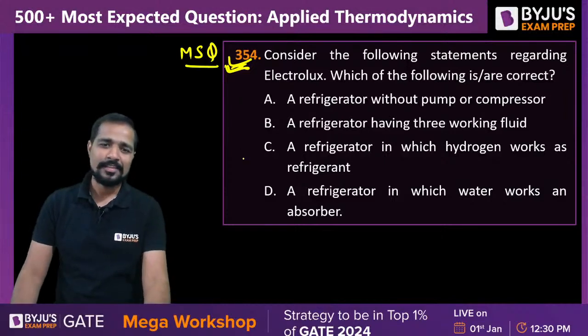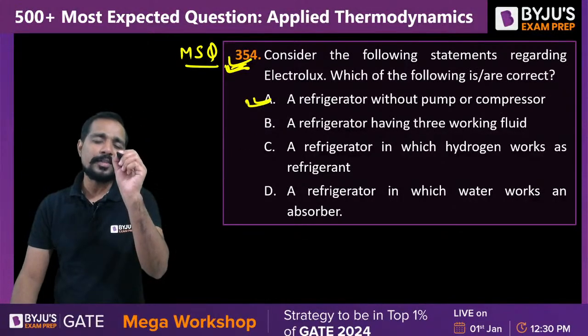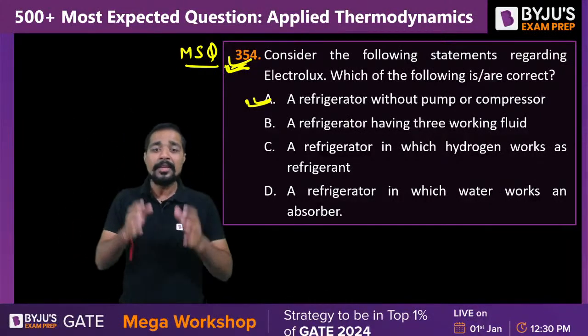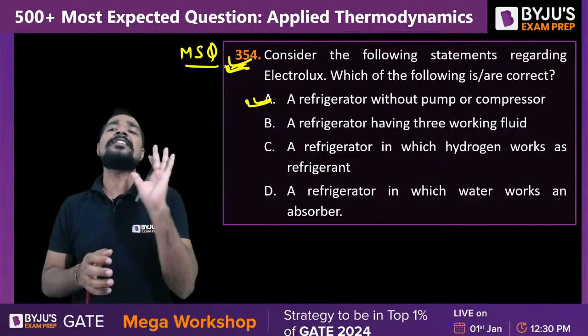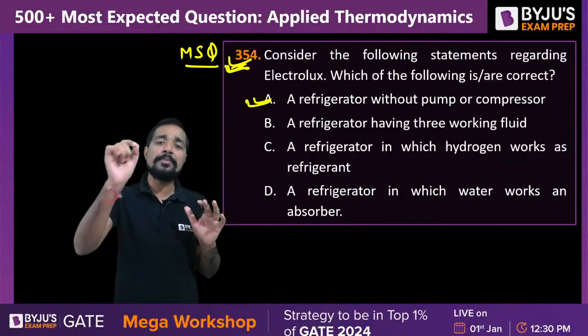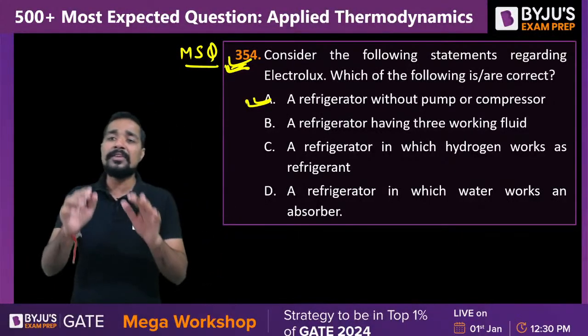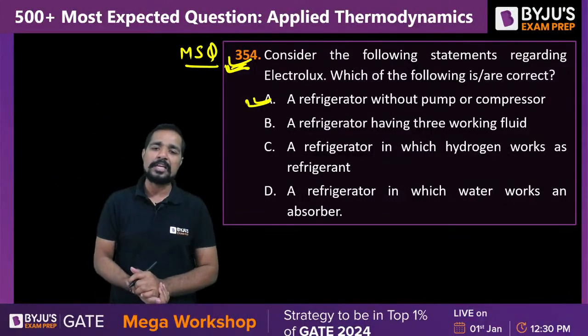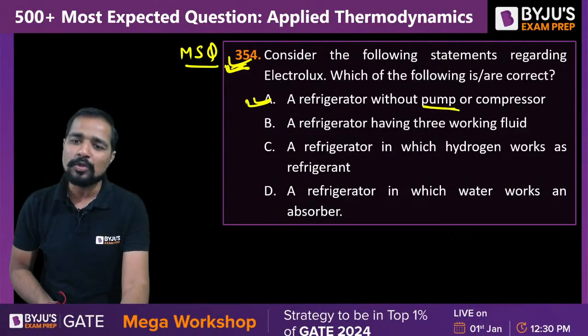Yes, sir. This is the example of the VAR system, vapor absorption refrigeration system, in which we are not using the compressor, my dear. We are not using the pump. This is the refrigerator in which there is no reciprocating device. That's why this is the refrigerator without compressor and pump.